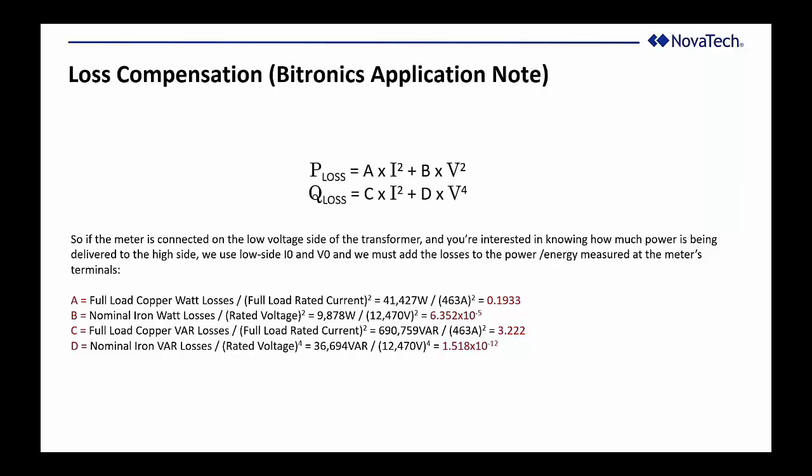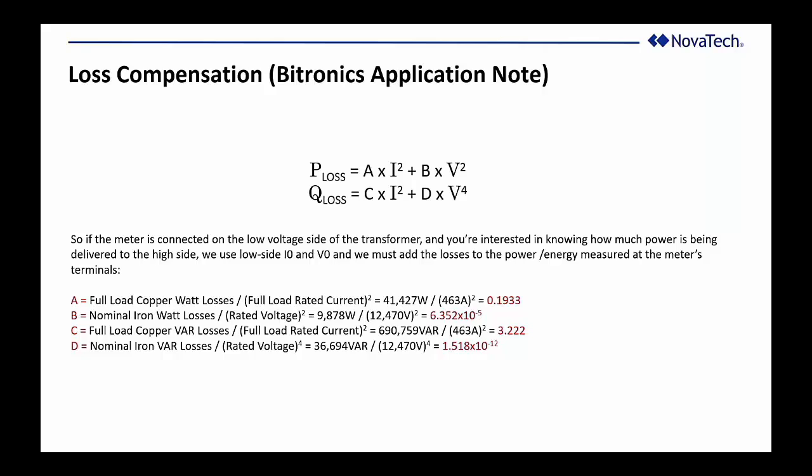So my A, B, C, and D coefficients are all four of them positive. If I had the meter on the high side of the transformer and I wanted to read the power on the low side of the transformer, then the A factor, the B factor, the C factor, and the D factor would be negative. So bringing in the values that we showed in the open circuit test and the short circuit test, we divide the full load copper watt losses by the full load rated current squared, and we get an A factor of 0.1933.